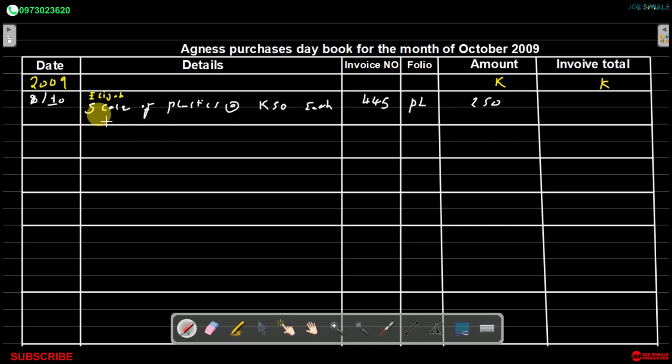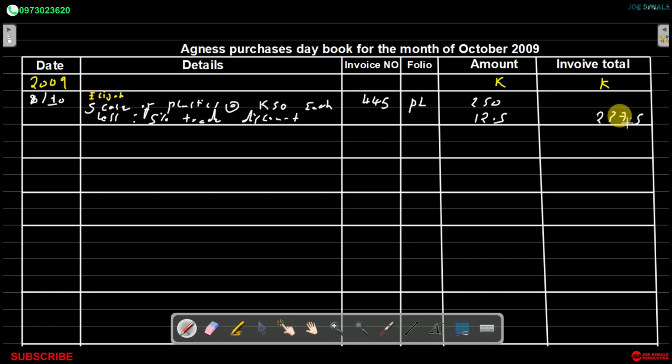So we are going to say less 5% trade discount. So we're going to say 5% of 250, and our answer is 12.5. So to find the invoice total there, we're going to say 250 minus 12.5. Our answer is going to be 237.5. So that's how you can record the first transaction. Let us look at the next transaction.